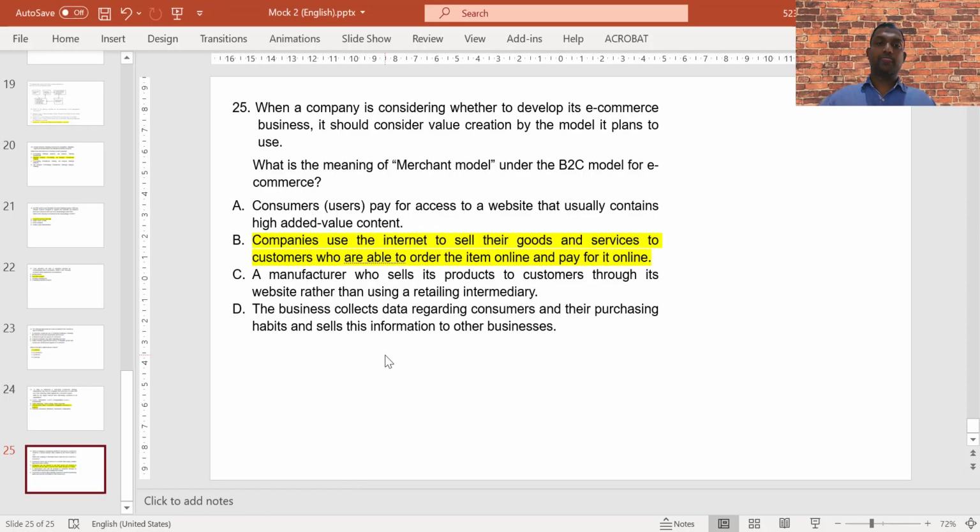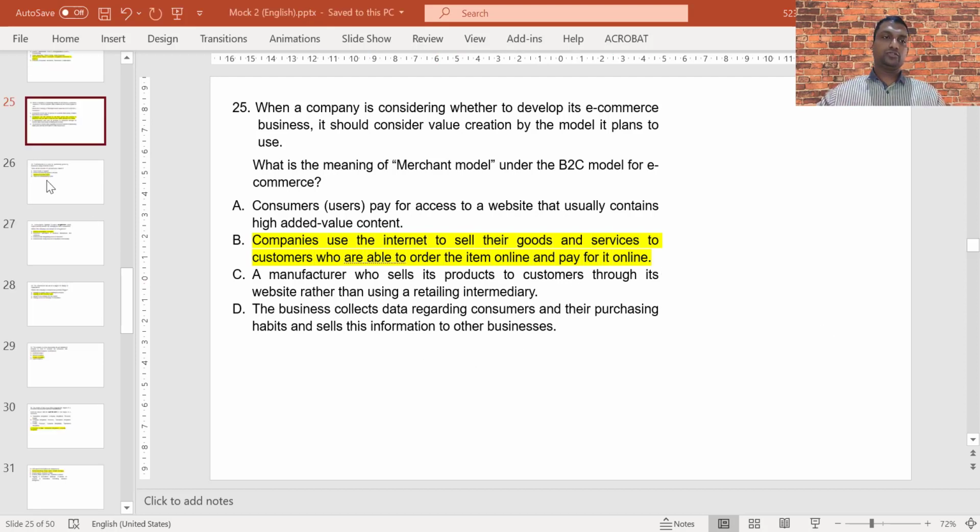So if you look at the answers given, consumers pay for access to a website that usually contains high value content. So this is the subscription type. A manufacturer who sells its product to customers through its website rather than using a retailing intermediary, so this is the manufacturer model. The business collects data regarding customers and their purchasing habits and sells to other businesses. So this is the intermediary. And the correct answer is companies use the internet to sell their goods and services to customers who are able to order the items and they pay for them.